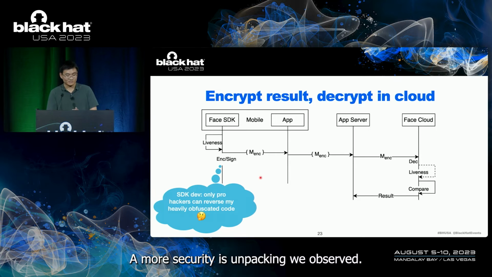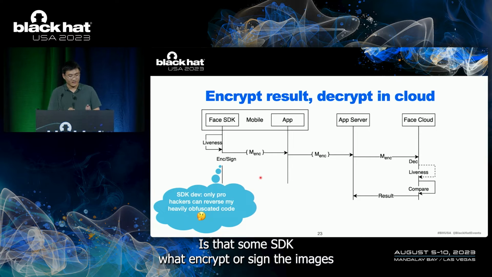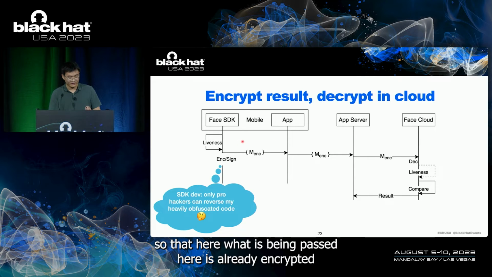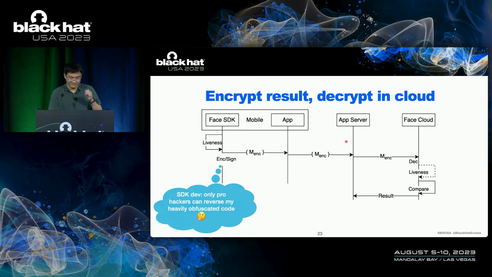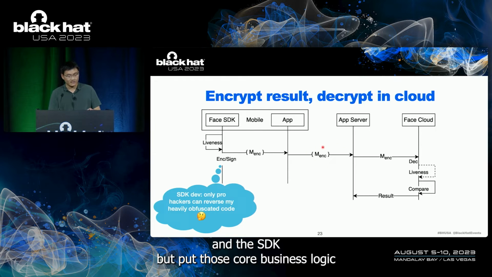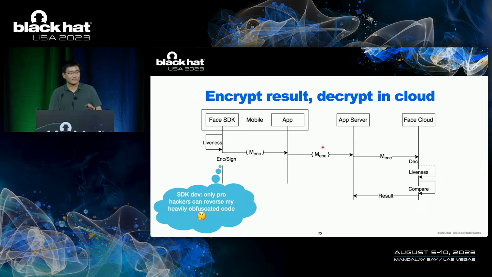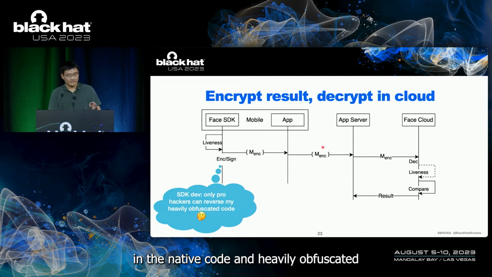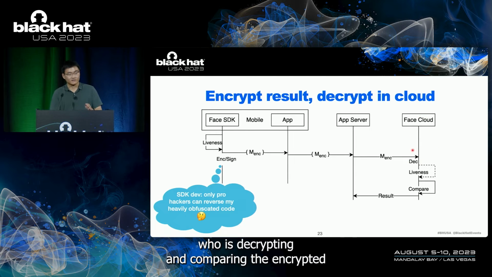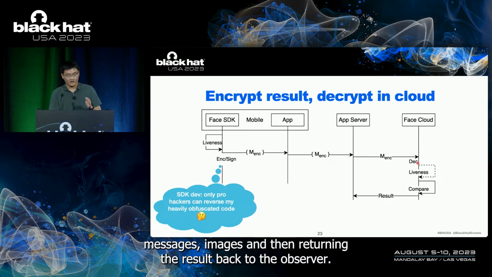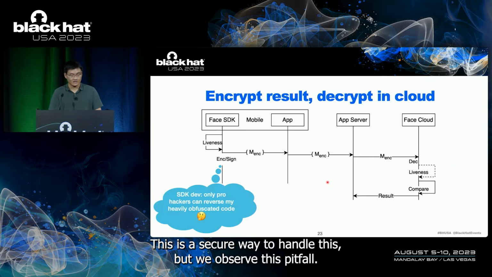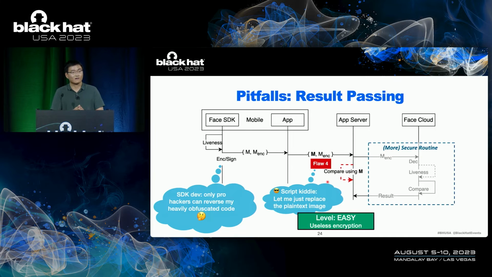A more secure design pattern we observed is that some SDKs would encrypt or sign the images, so what is being passed here is already encrypted. And the SDKs would put those core business logic in the native code and heavily obfuscate it. It is the face cloud that decrypts and compares the encrypted messages and images, and then returns the result back to the app server. This is a secure way to handle this, but we observe this pitfall.